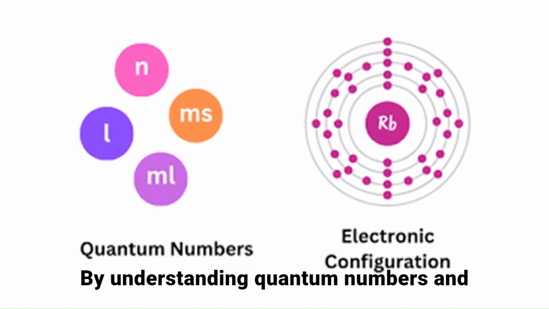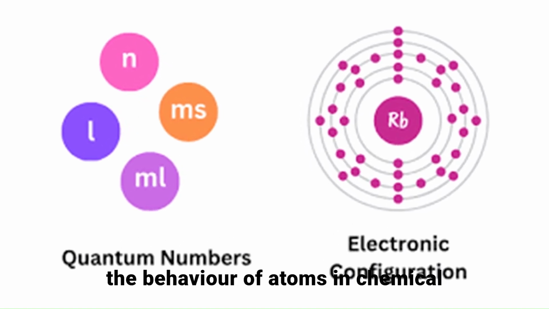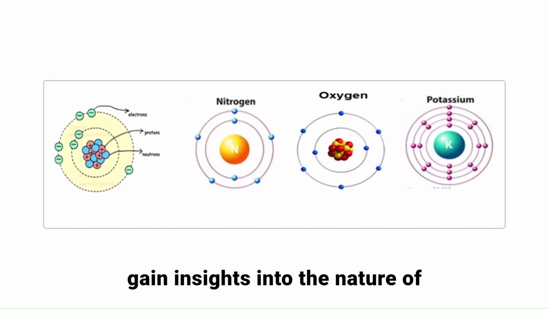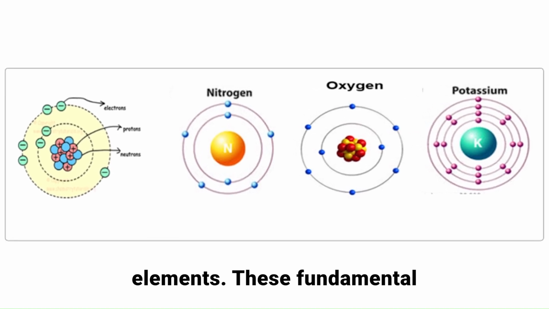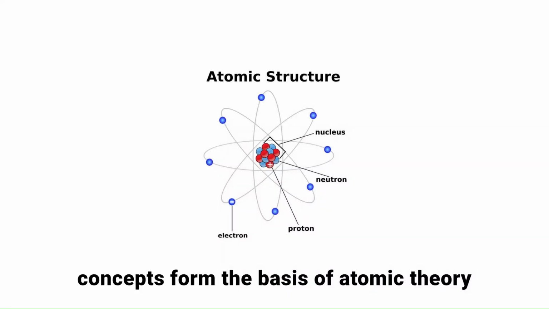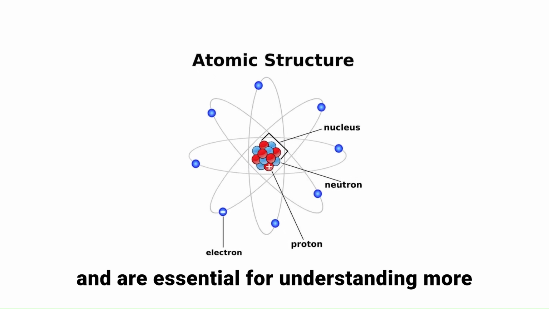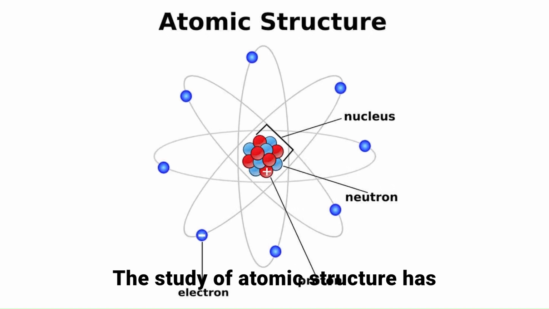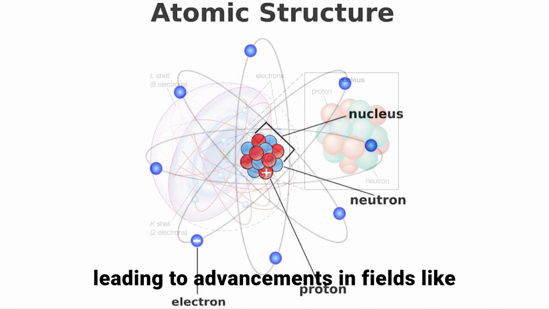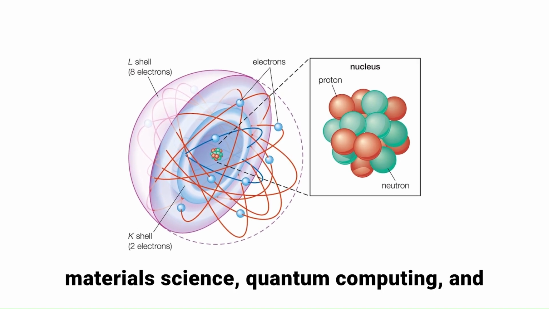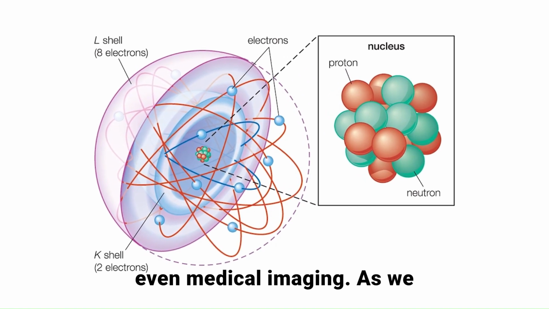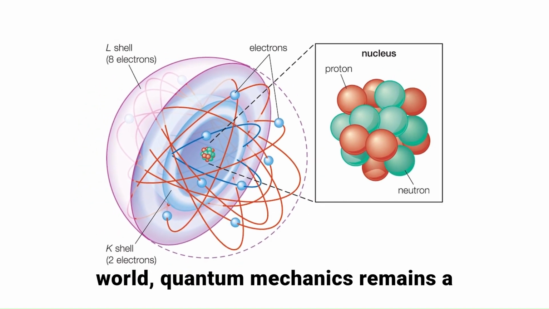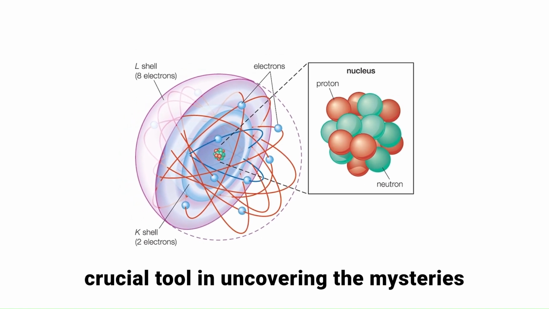By understanding quantum numbers and electron configuration, we can predict the behavior of atoms in chemical reactions, explain periodic trends, and gain insights into the nature of elements. These fundamental concepts form the basis of atomic theory and are essential for understanding more complex topics in chemistry and physics. The study of atomic structure has revolutionized our knowledge of matter, leading to advancements in fields like materials science, quantum computing, and even medical imaging. As we continue to explore the microscopic world, quantum mechanics remains a crucial tool in uncovering the mysteries of the universe.